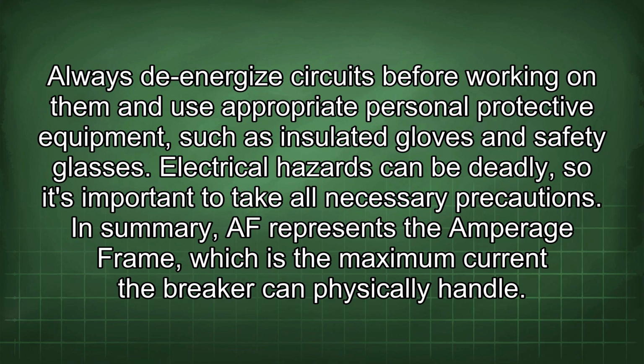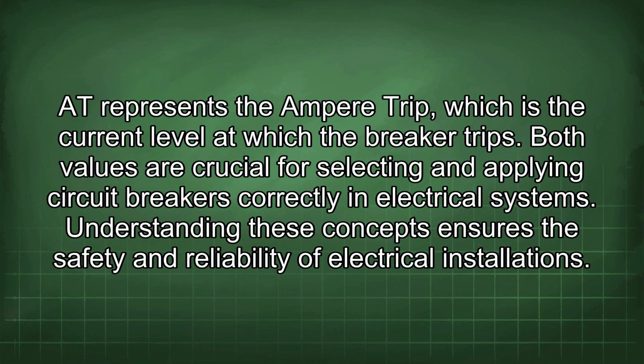In summary, AF represents the amperage frame, which is the maximum current the breaker can physically handle. AT represents the Ampere Trip, which is the current level at which the breaker trips. Both values are crucial for selecting and applying circuit breakers correctly in electrical systems. Understanding these concepts ensures the safety and reliability of electrical installations.